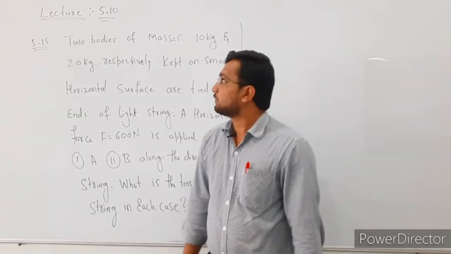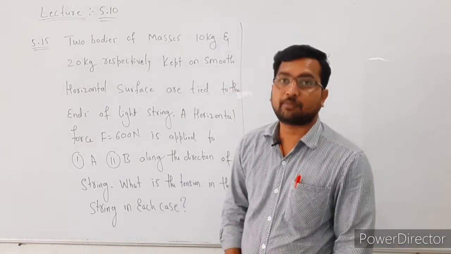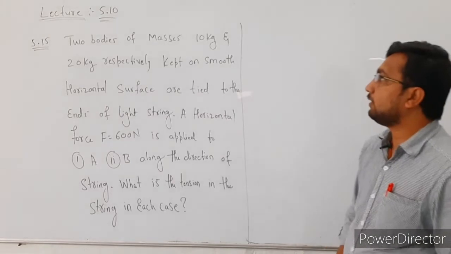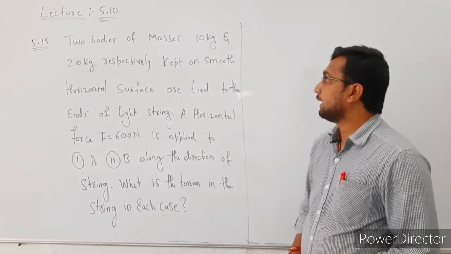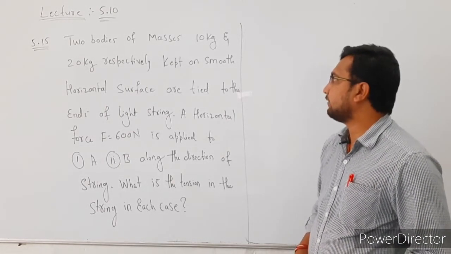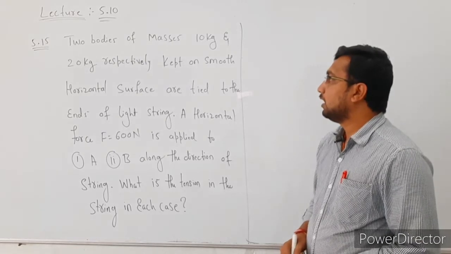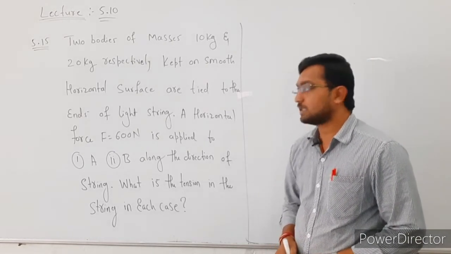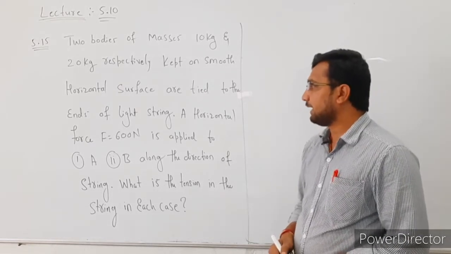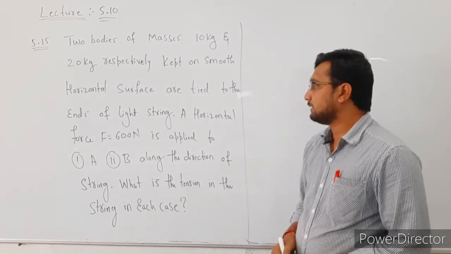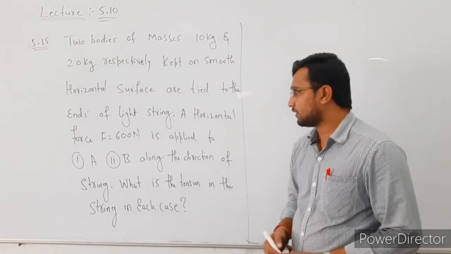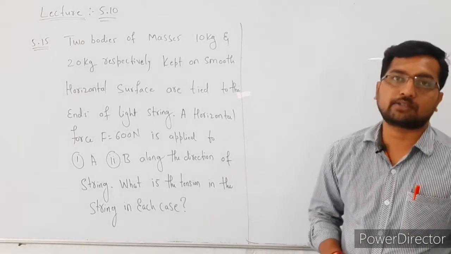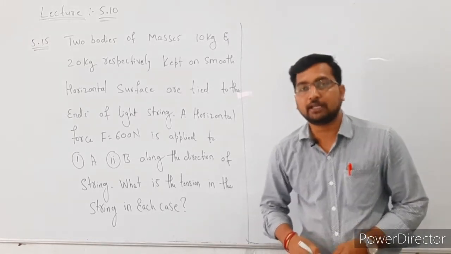See here, this is problem 5.15. Two bodies of masses 10 kg and 20 kg respectively, kept on a smooth horizontal surface, are tied to the ends of a light string. A horizontal force F equal to 600 Newton is applied to A and second to B along the direction of the string. What is the tension in the string in each case?